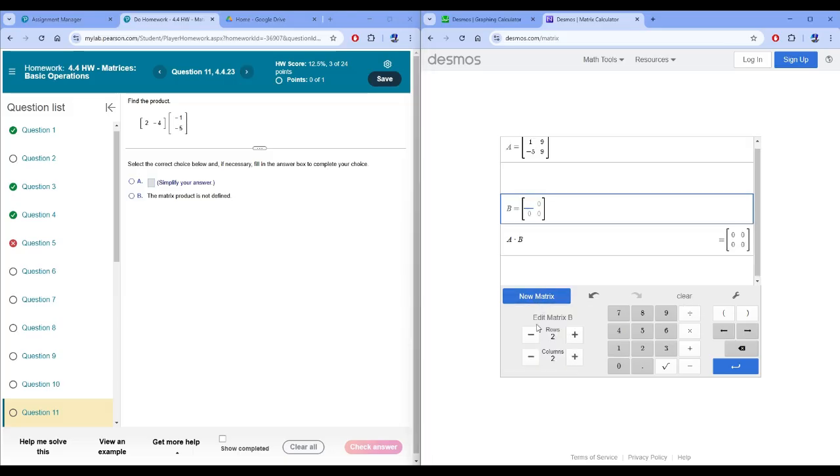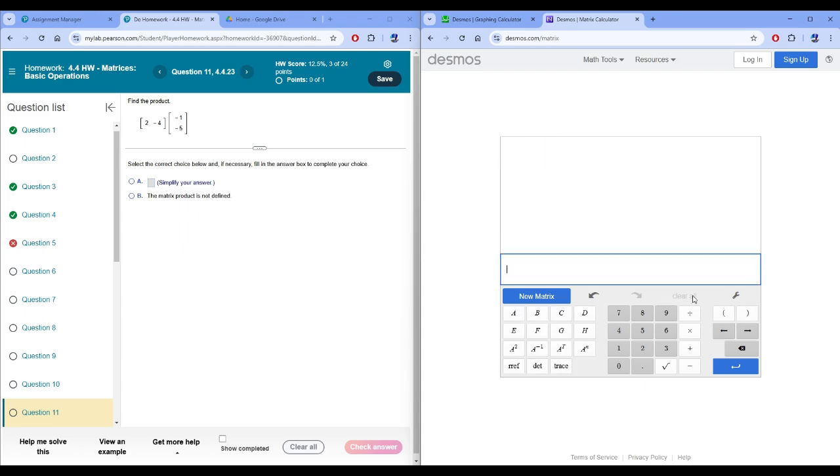This is a new matrix, so this is A. I'm going to clear all this. So A is going to be a 2 by 1. 2 rows, 1 column. No, 1 column, 2 rows. And the 2, negative 4. Hit enter, new matrix. This is a 2 by 1, and that's going to be negative 1 and negative 5. Hit enter. What is A times B? 18.